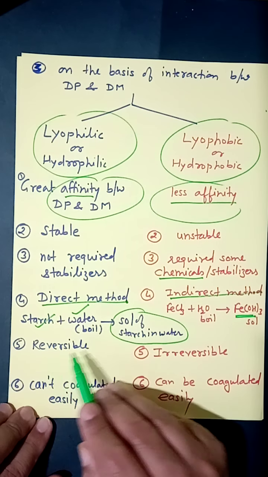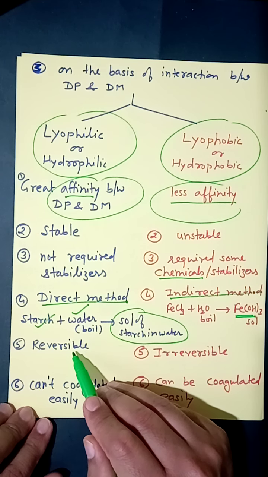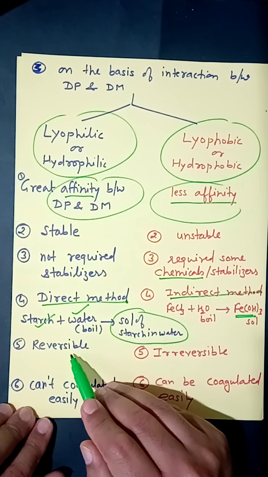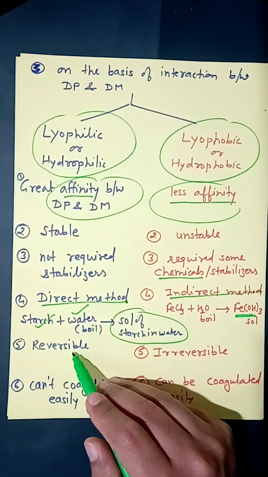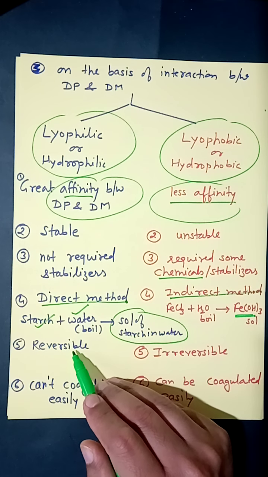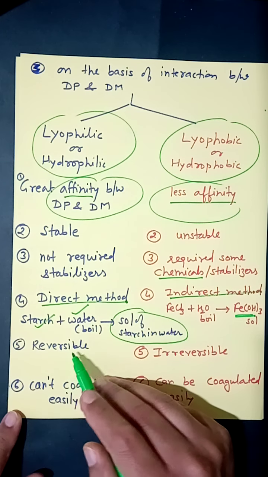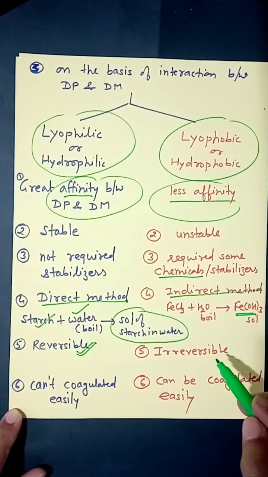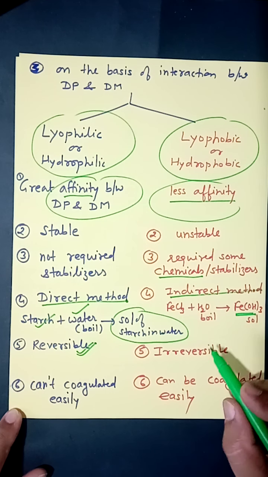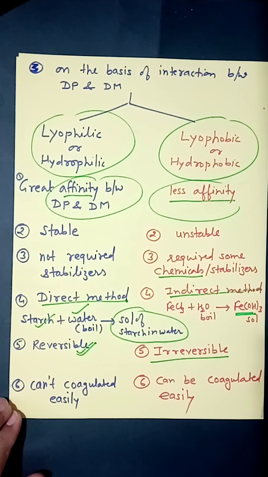It is reversible. Reversible means, suppose you prepared a colloid, and after preparation of colloid you separated disperse phase and dispersion medium by a certain method. If you remix them, they once again convert into colloid, and this means reversible. But here, if you separated disperse phase and dispersion medium, then you cannot regain the colloid by simple mixing. That is why they are known as irreversible.